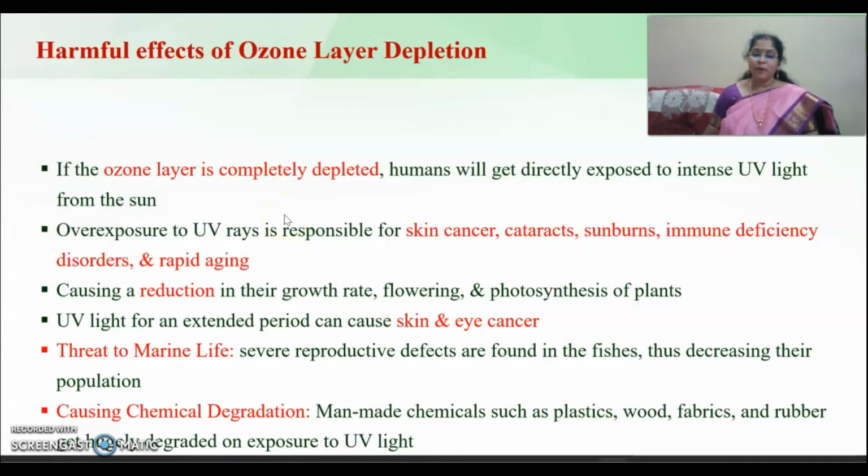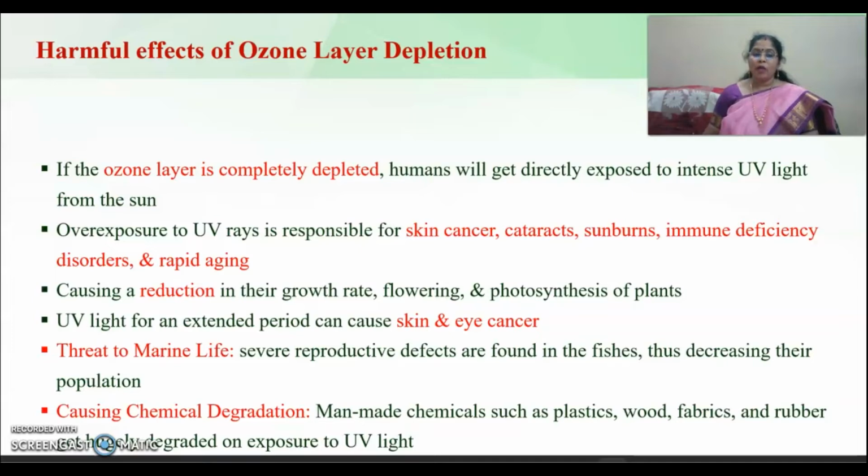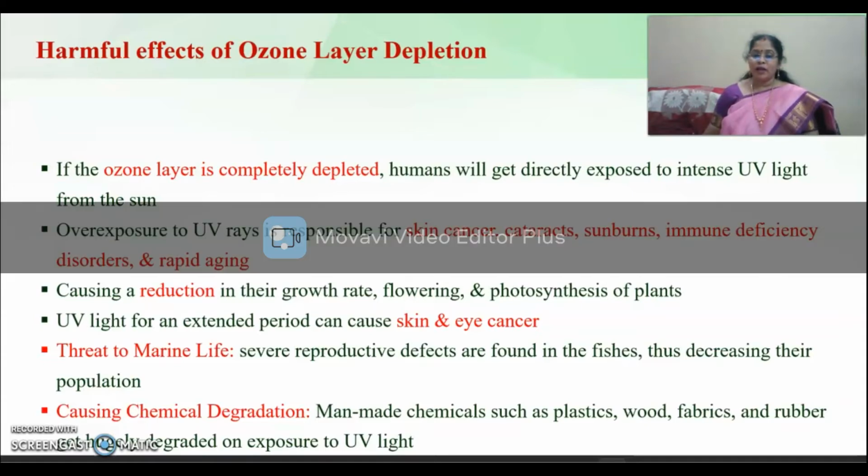If the ozone layer is completely depleted, human beings will be directly exposed to intense ultraviolet radiation from the sun, because UV rays are released from the sun and the ozone layer protects us from them. Overexposure to UV rays is responsible for skin cancer, cataracts in eyes, sunburn, immune deficiency disorders, rapid aging, etc., causing a reduction in the growth rate, flowering, as well as photosynthesis in plants.